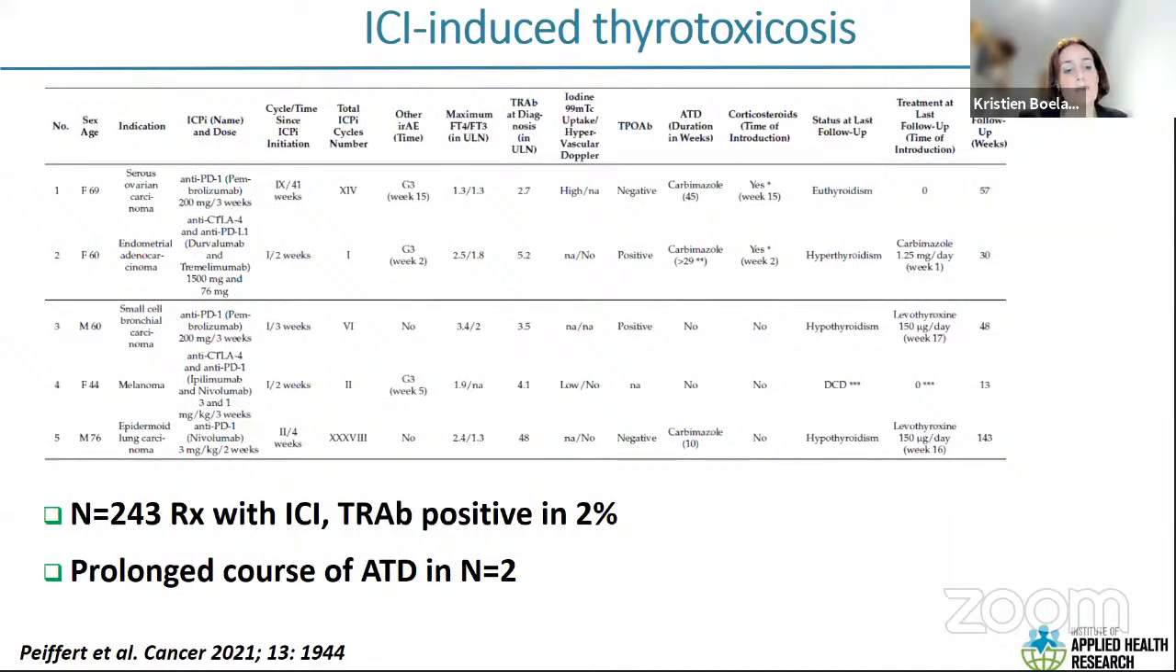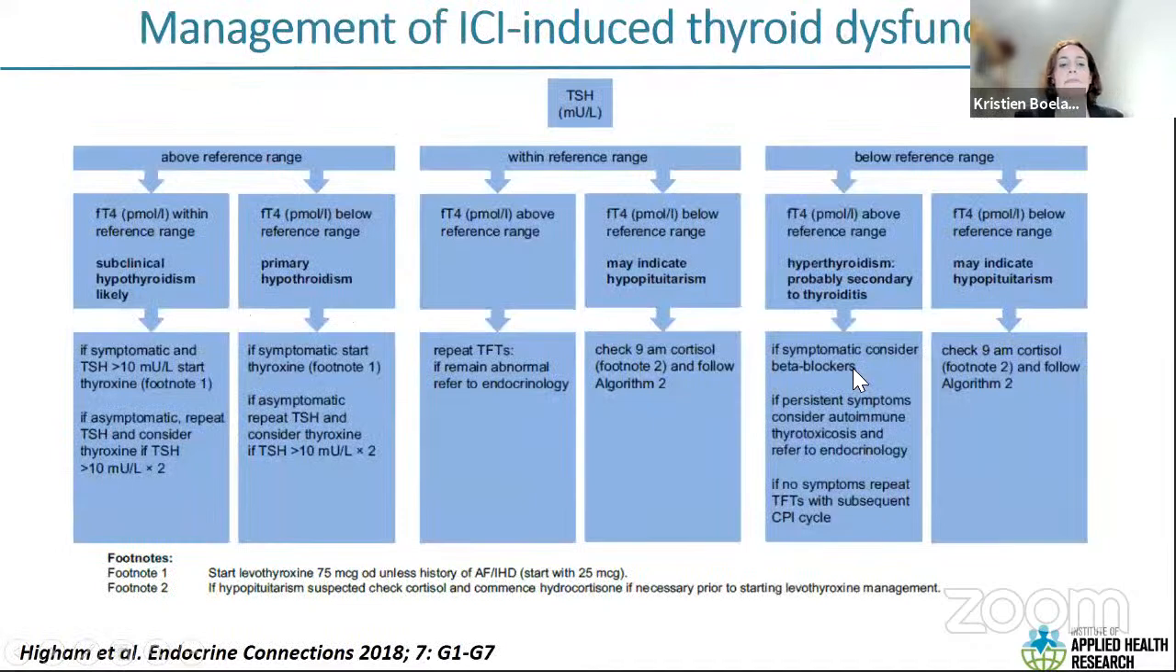This is a further study looking at 243 patients who were treated with immune checkpoint inhibitors, and TRAb positivity was found in only 2% of these patients. So this was a total of 5 patients. And you can see that only in 2 of these patients, this was true hyperthyroidism that followed a long course requiring anti-thyroid drugs, whereas in the 3 other patients, actually they reverted quite quickly to hypothyroidism, so they had a destructive thyroiditis and ended up on levothyroxine. 1 patient unfortunately died before the follow-up period was completed.